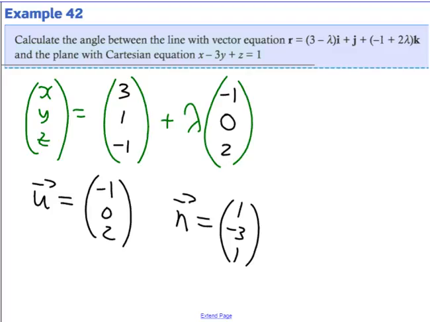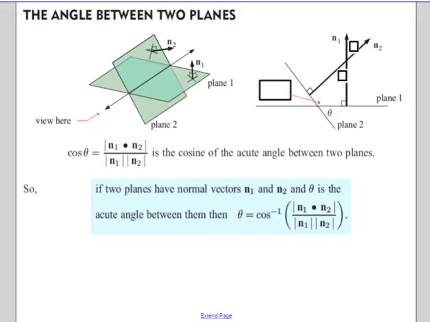So then, to find the angle between the line and the plane, you have to use the formula from 2 pages ago with the arc sine on these. Remember, the normal vector is always the coefficients of x, y, and z in Cartesian form. And again, check your answer from the book, example 42. Okay, next video is angle between two planes.